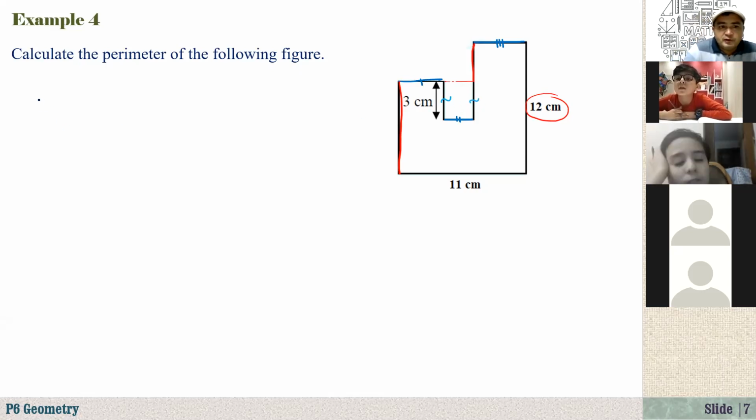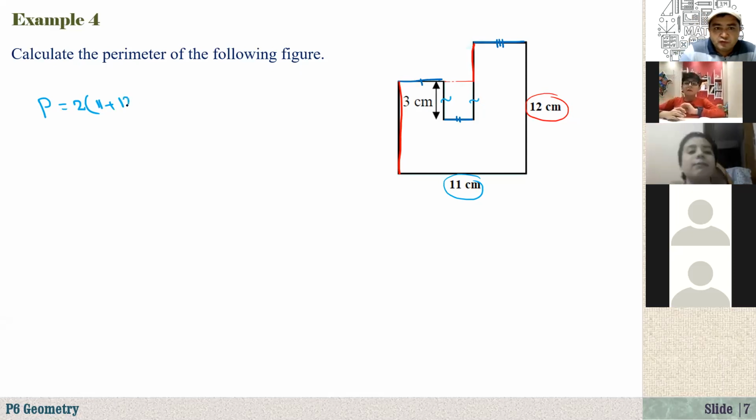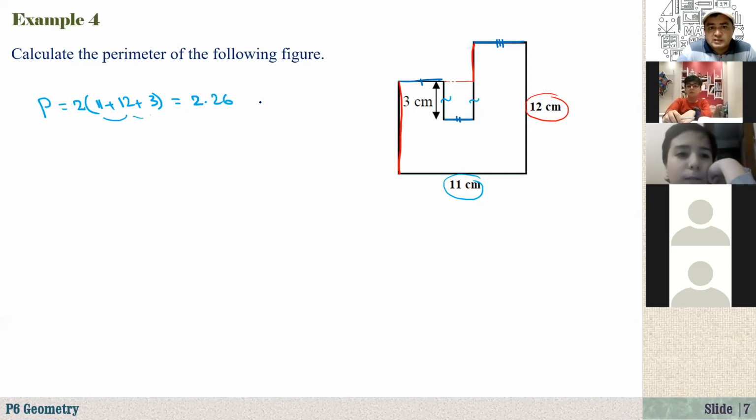So now the perimeter. Actually here we have 2, how many 11s do we have? Up and down, we have 2 elevens plus 12 left and right. Also this we have 12. And also here we have 3 and 3, right? 2 threes. So it is 2 times 11 plus 12, 23 plus 3, 26. So the perimeter of this figure is 52 centimeters.